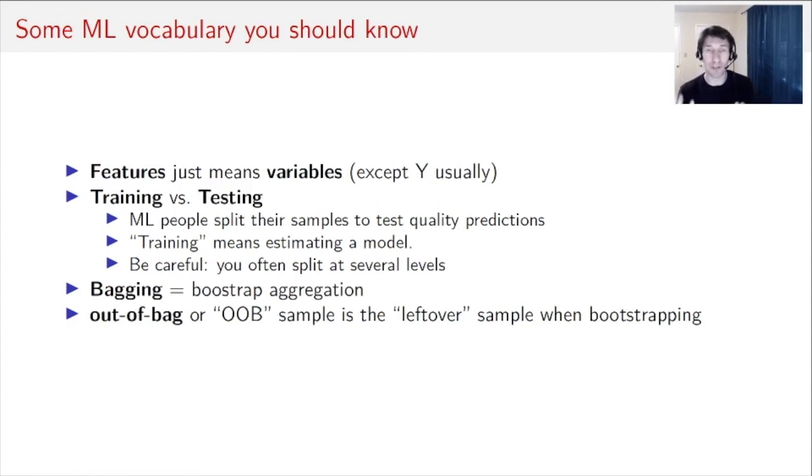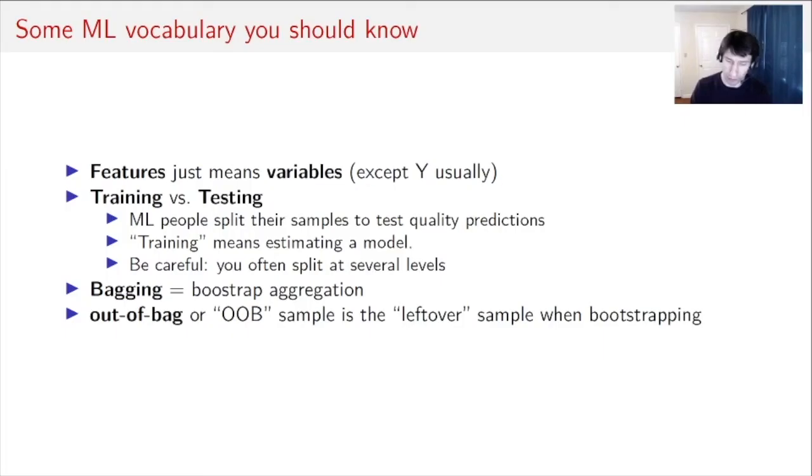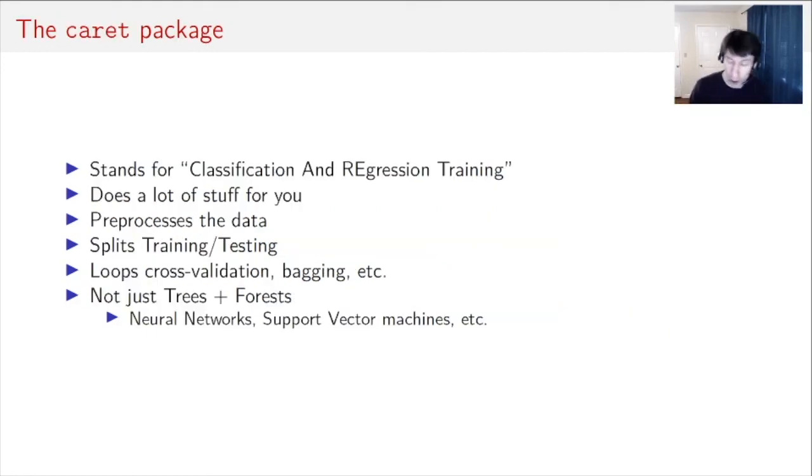So the sample that is left over from your bootstrap, that is called the out of bag sample, or OOB. One thing you'll notice is that when you're reading these machine learning papers, a lot of what people are saying might seem daunting and hard to understand, but actually they map very clearly to things that we talk about all the time. So if you just get used to this slightly different vocabulary, it should demystify a lot of this literature fairly quickly.